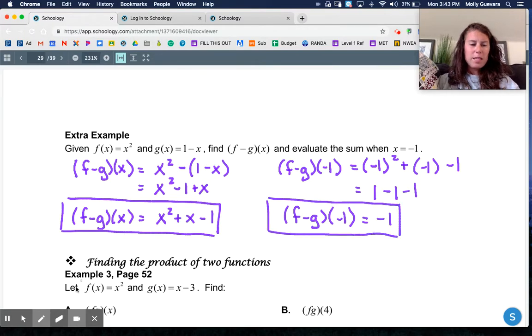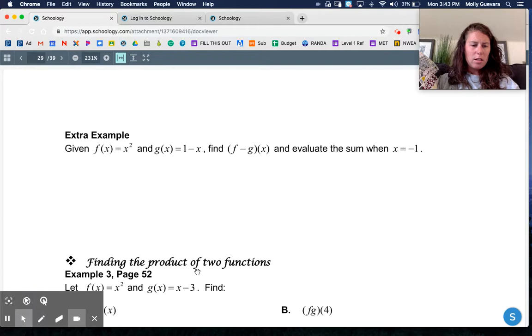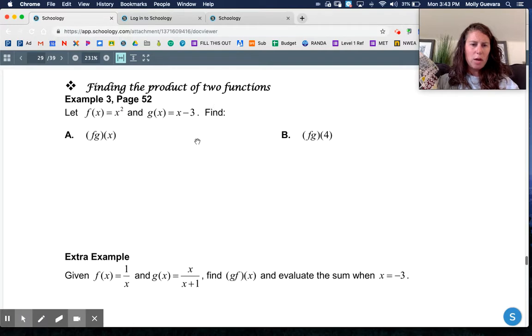So again, if you missed that or if you made a little mistake somewhere or whatever, just make sure that you fix it as we go so that your notes are correct, okay? And we're going to move on to the product.